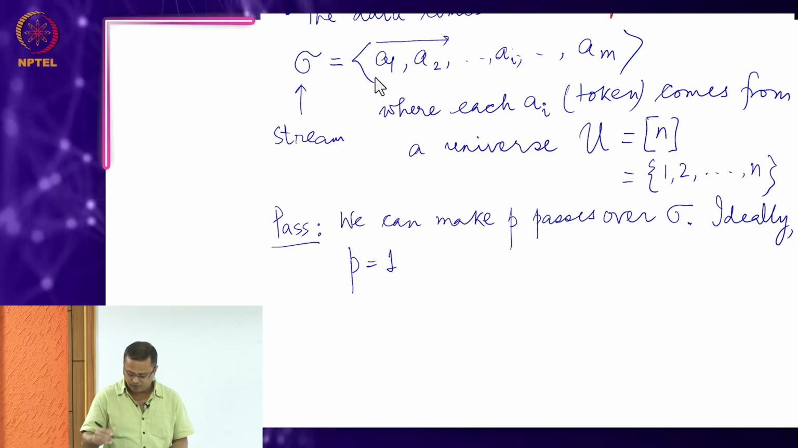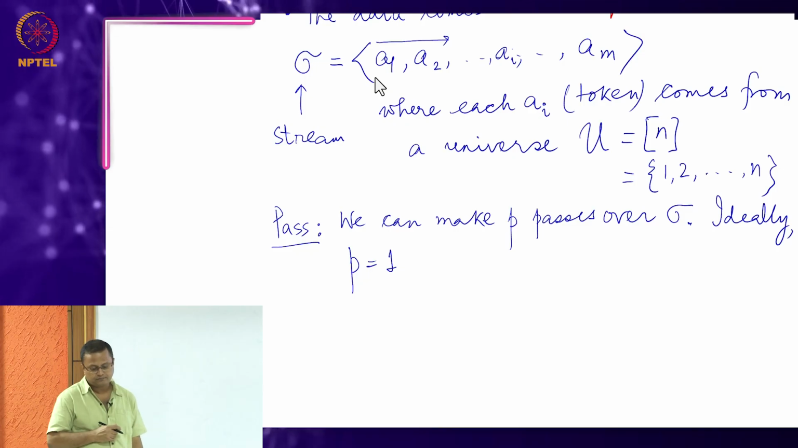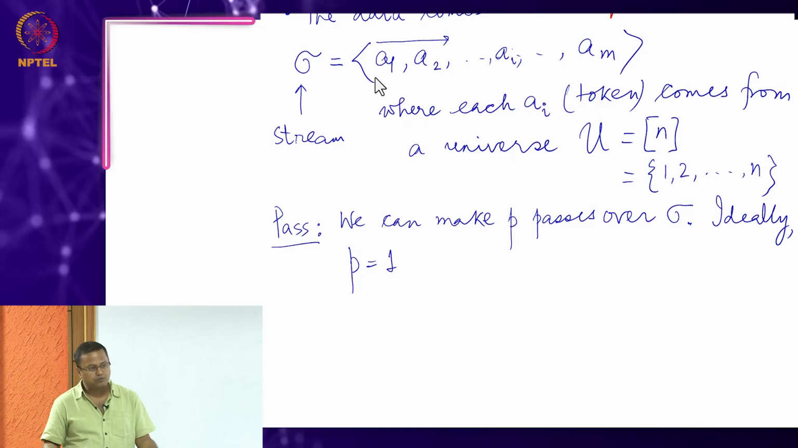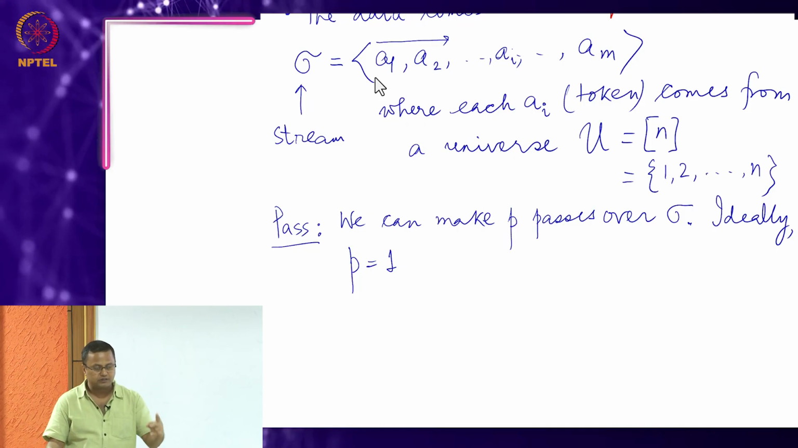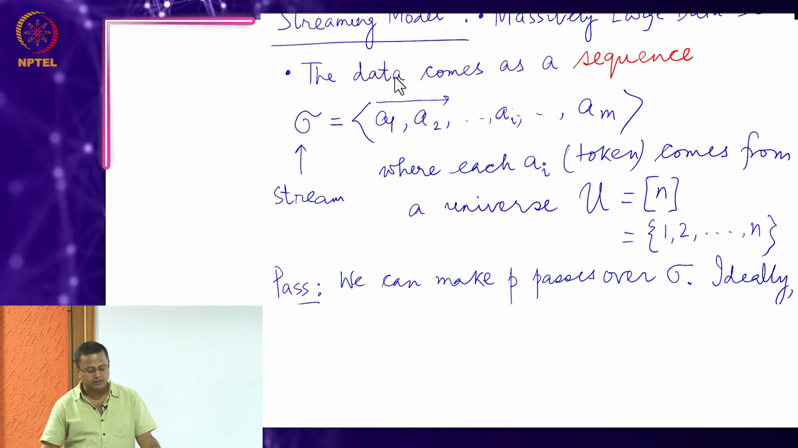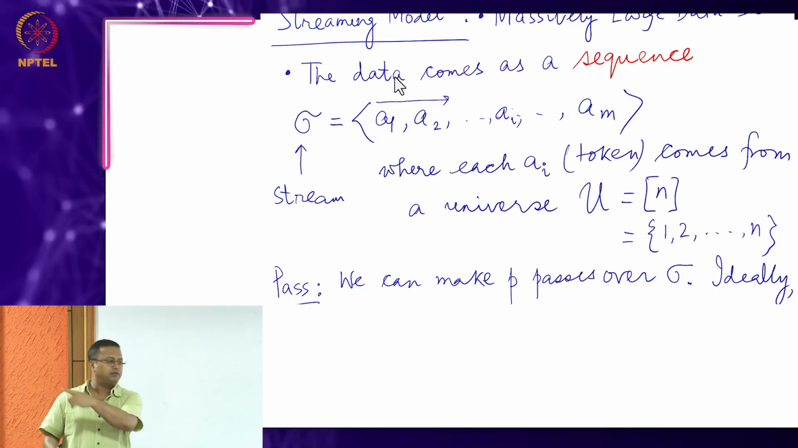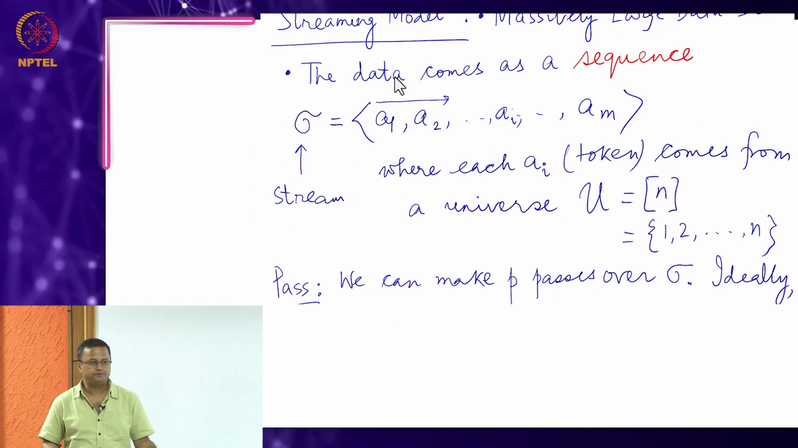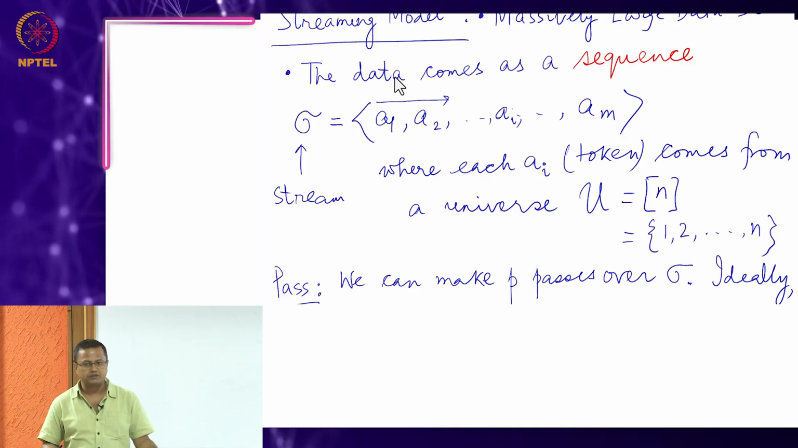So, there are multi-pass algorithms. Multi-pass means in the first pass you read the data as A1, A2, up to AM. In the second pass also you have to read the data in the same sequence. You cannot alter the sequence. Ideally, we would talk of single pass algorithms.